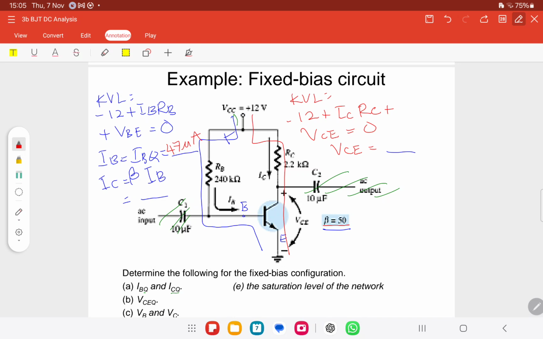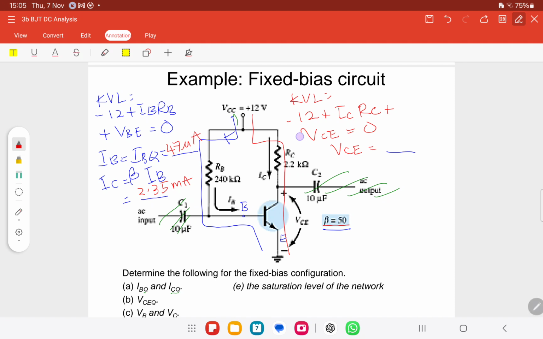Beta given is 50. How much? 2.35 milliampere. Micro is 10 to the negative 6, milli is 10 to the negative 3. Is that right? Okay, VCE.